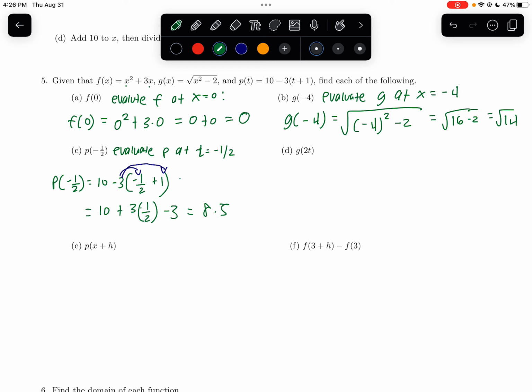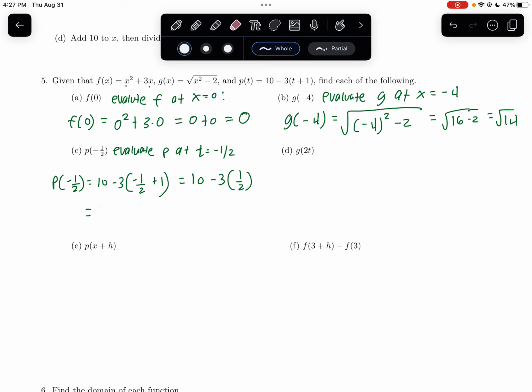It might be easier to first write this as 10 minus 3 times, so negative 1/2 plus 1 is 1/2. So this would be a little bit shorter. Maybe you want to, instead of distributing, you want to do it like this. It's up to you, both would work. So you have 10 minus 3 over 2, and that's 10 minus 1.5 or 8.5. You get the same answer, but it depends how you want to think about it.